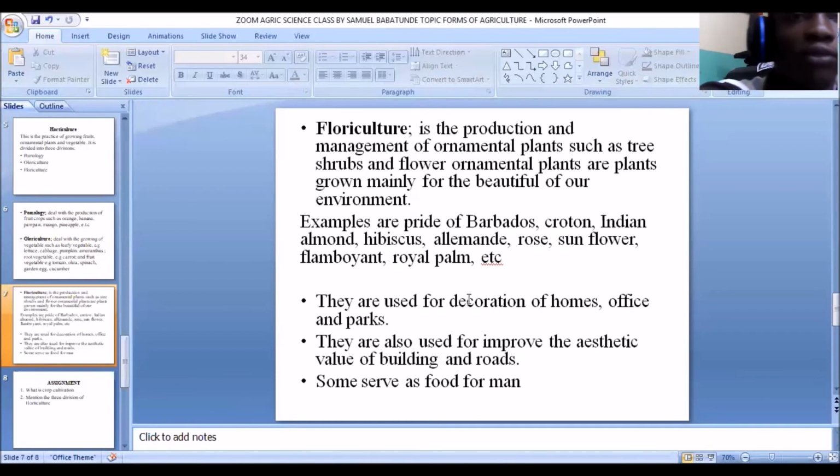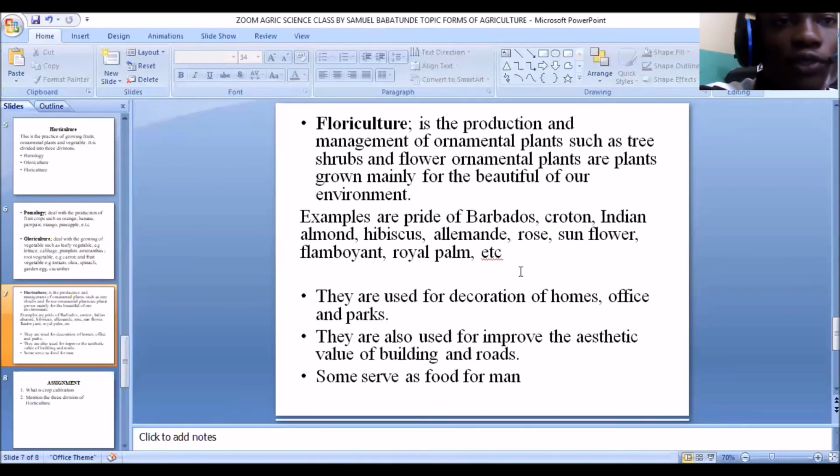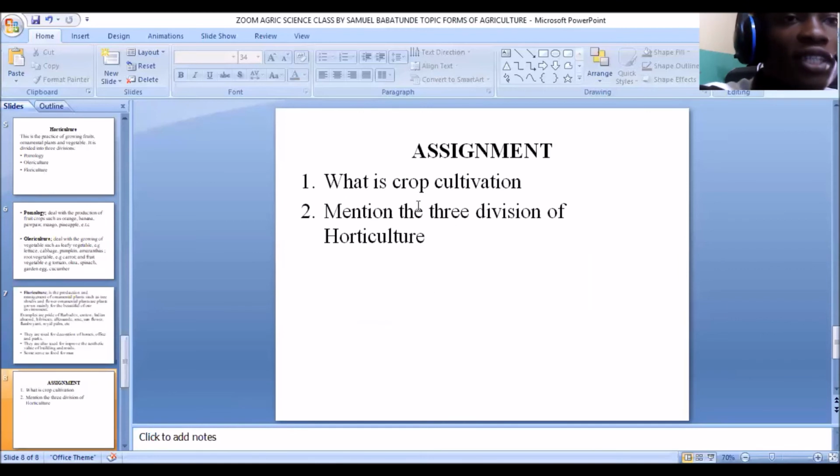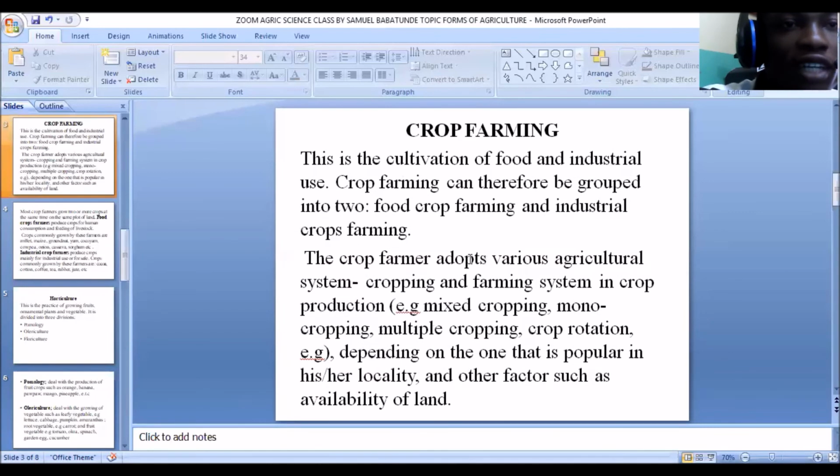So with this, we've come to the end of today's lesson on the forms of agriculture, where we studied only crop farming and horticulture. So I just have a brief assignment for us. The assignment says, one, what is crop cultivation, also known as crop farming? Two, mention the three divisions of horticulture, which I've taught you: pomology, olericulture, and floriculture. So before we go, I'll just do a brief recap on what we've done.